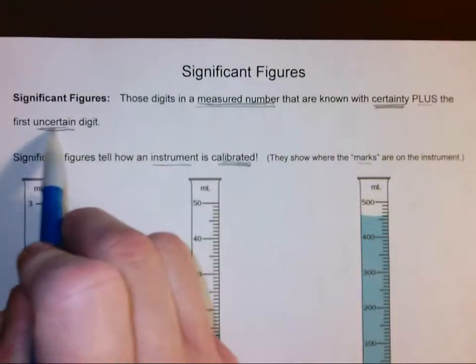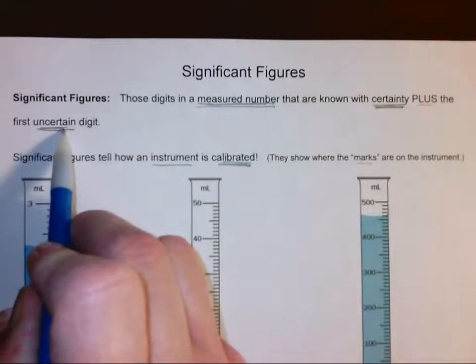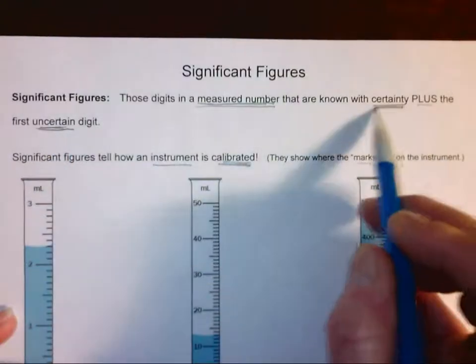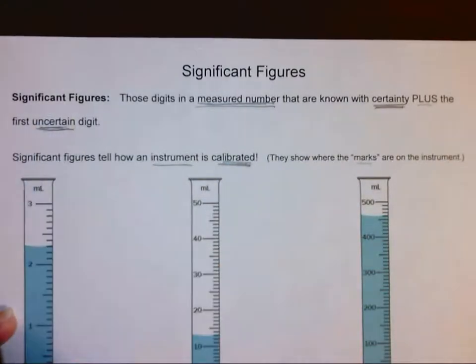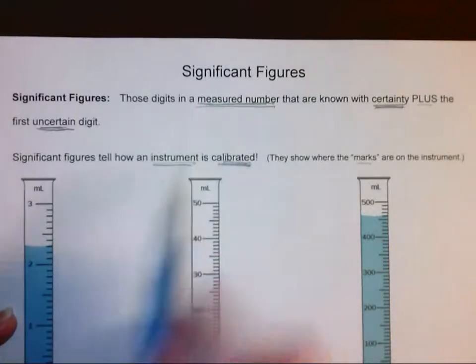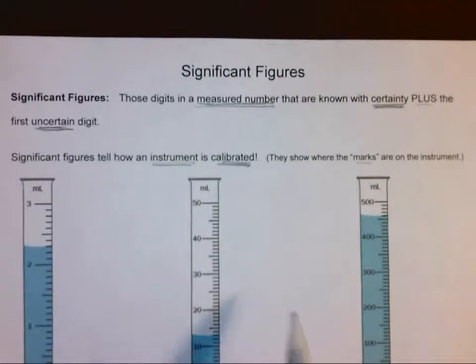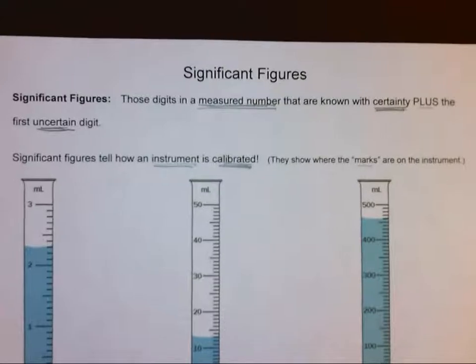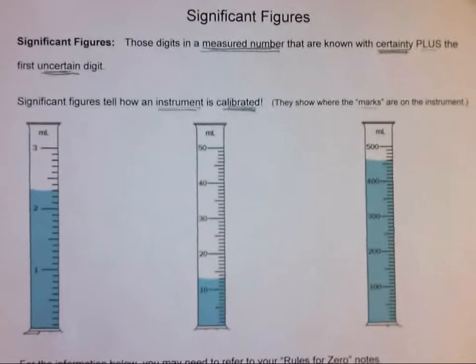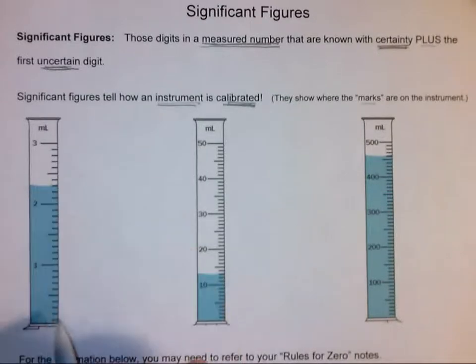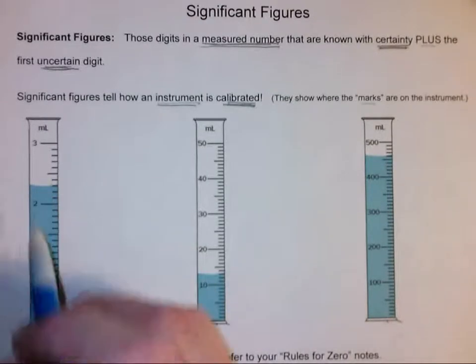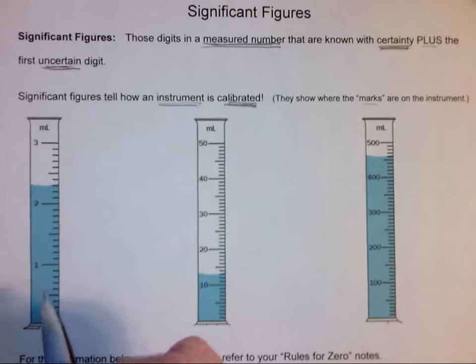Then we guess at the first uncertain digit. All of those, the certain and the uncertain, are significant figures. So significant figures are all about an instrument. We have 3 graduated cylinders. Each of these is calibrated differently. Let's look at this graduated cylinder and determine how it is calibrated.